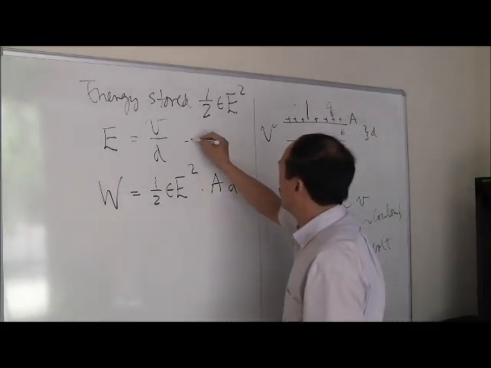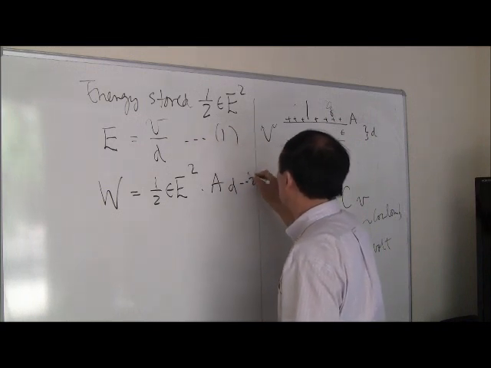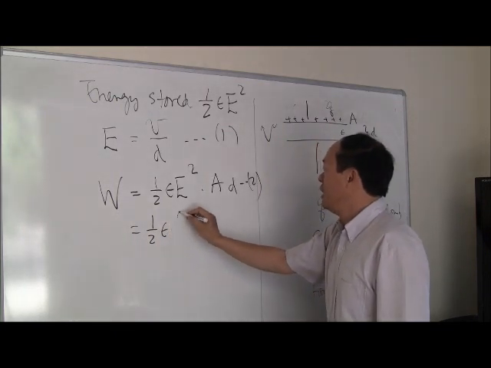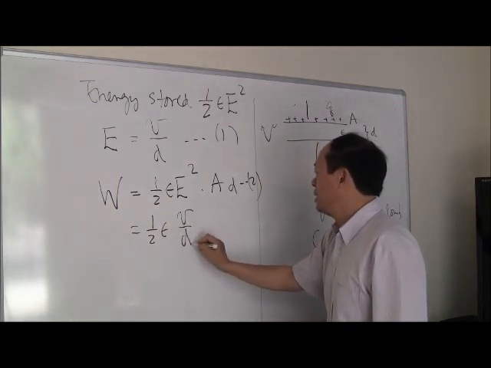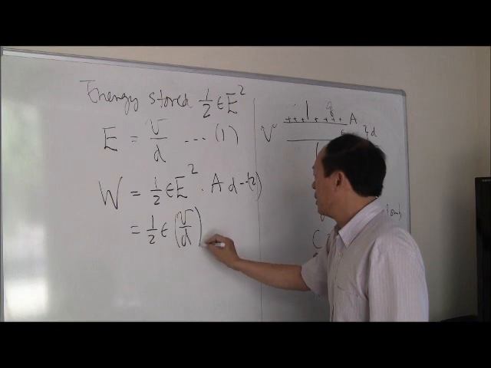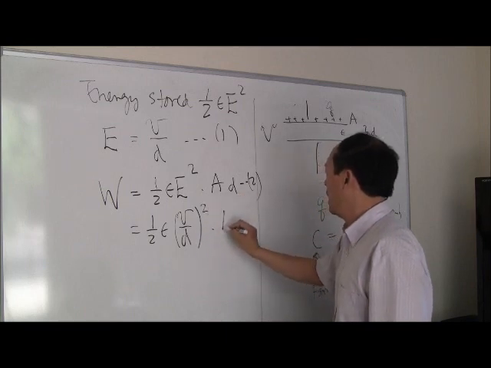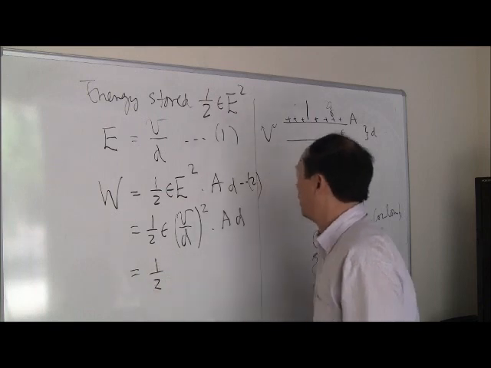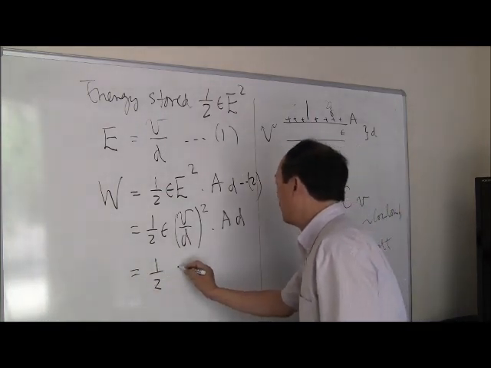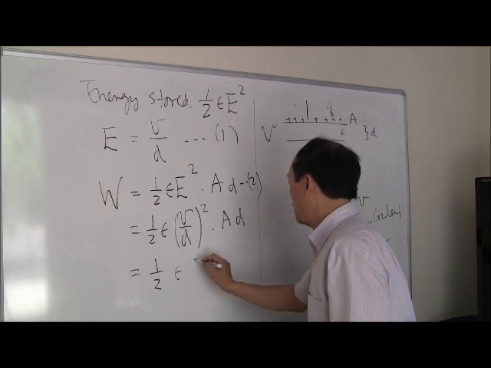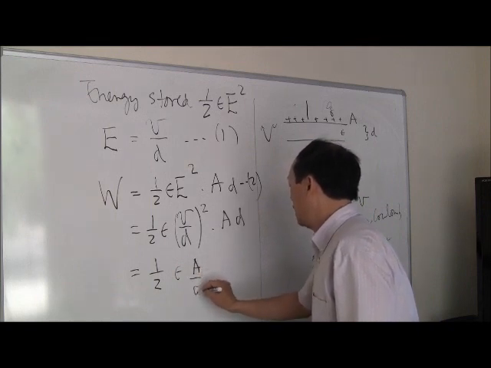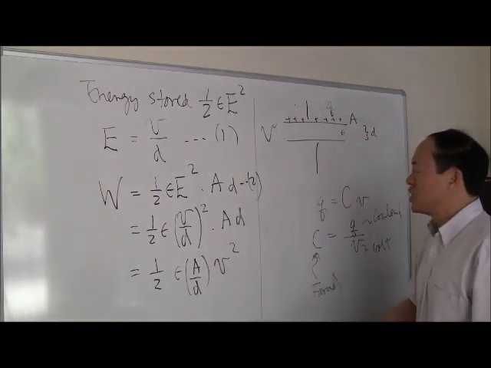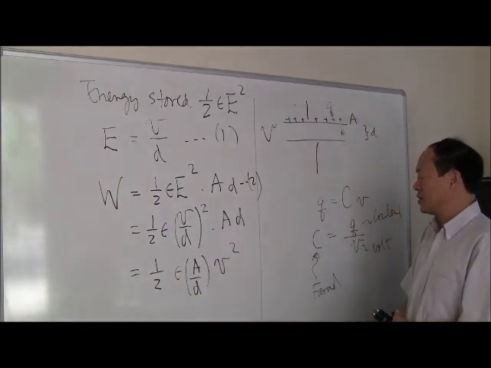Now, if you substitute the first equation into the second equation, you get something like 1/2 of epsilon times (V divided by D) squared times A times D, which if you collect the terms, is equal to 1/2 of epsilon A divided by D times V squared. This is the amount of energy that is stored by the capacitor.